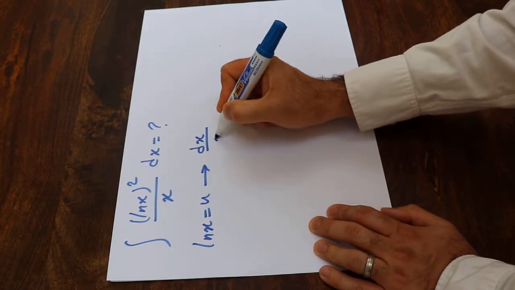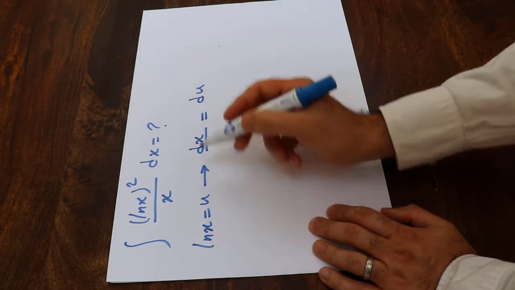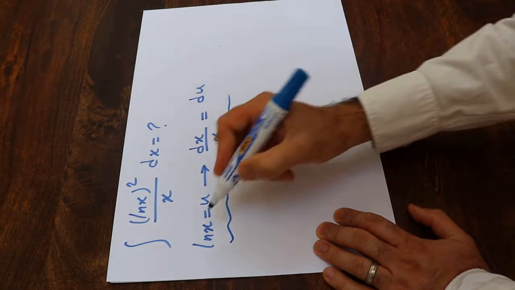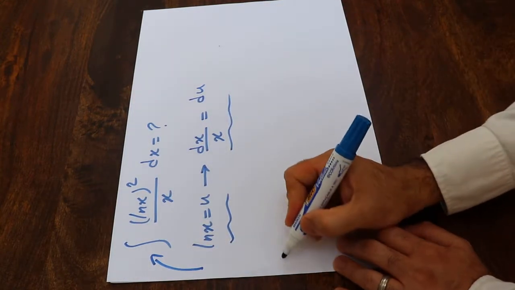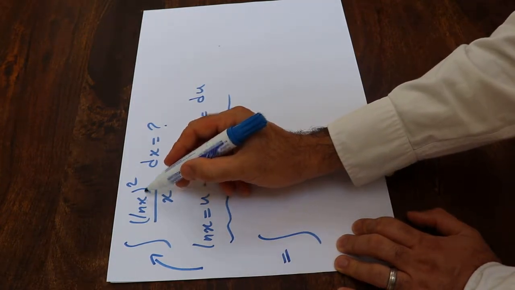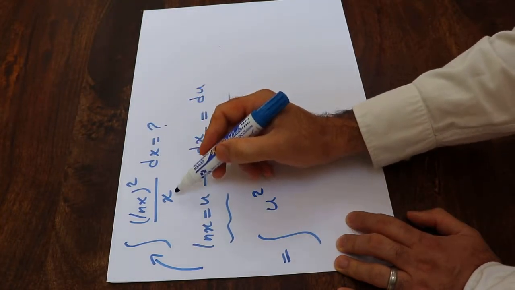that will be dx divided by x will be equal to du, because the derivative of ln x is dx divided by x. So all you need to do here is to substitute these two expressions into this integral and rewrite that integral. So that will be integral of, instead of ln x, I write u, so that will be u^2 times dx divided by x.